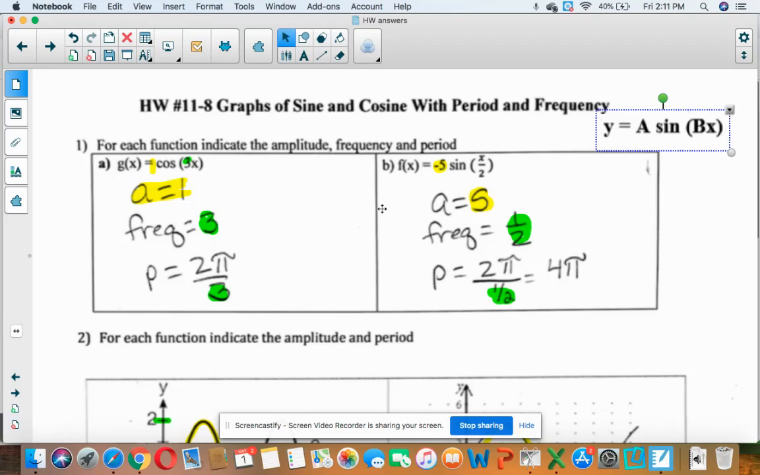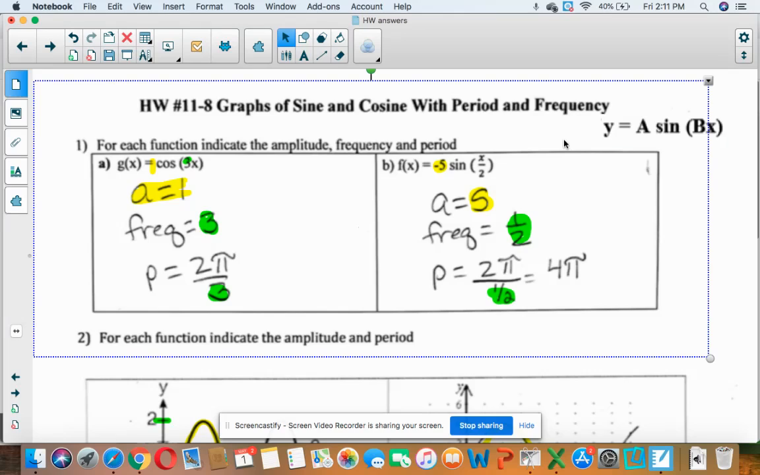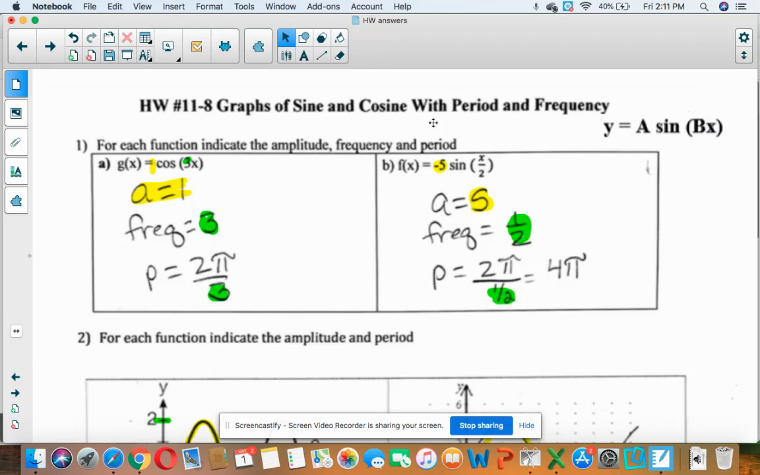So if we look at a regular graph, I wrote this over here on the side, y equals a sine of bx. The number in front of the sine or cosine is called the amplitude. And the number right here in the parentheses after the sine or cosine is the frequency of the graph. So for question 1, I want to find the amplitude, the frequency, and the period.